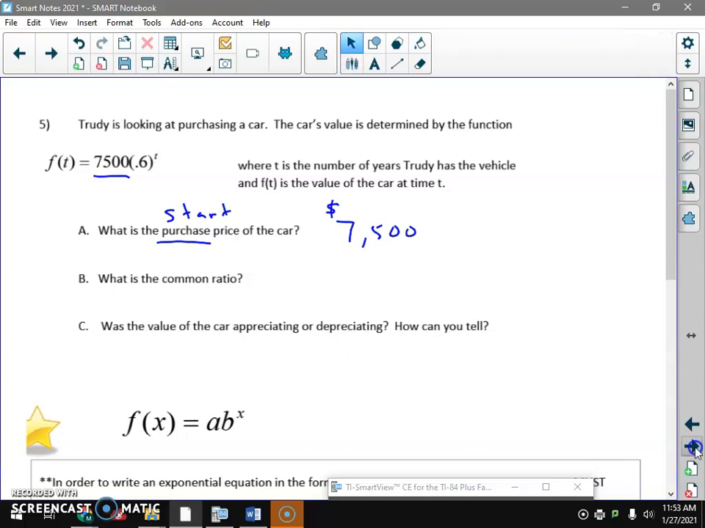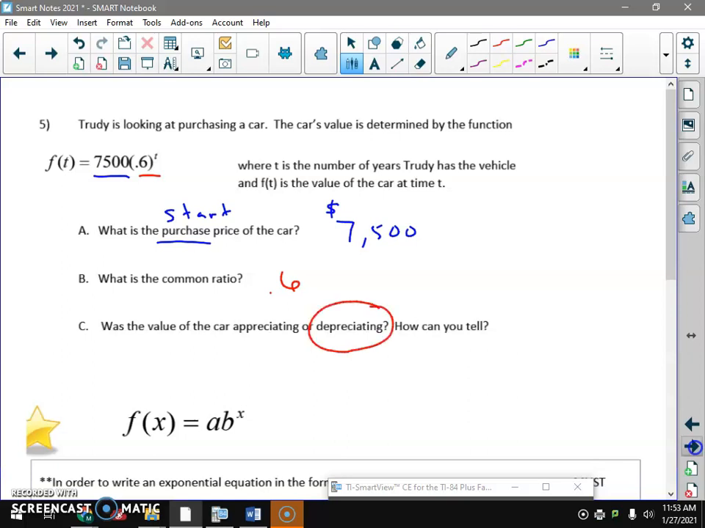Common ratio, on the other hand, is the number in the parentheses, the B value, 0.6. And because B is 0.6, it is depreciating. How do I know it? Because B is less than 1. It's a decimal. All right, very good, very good.